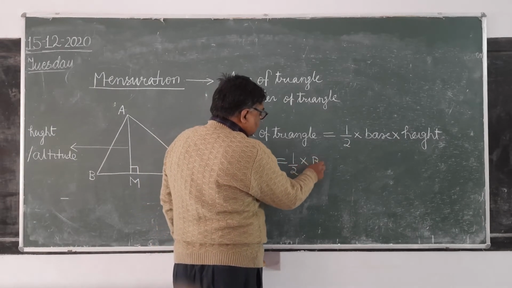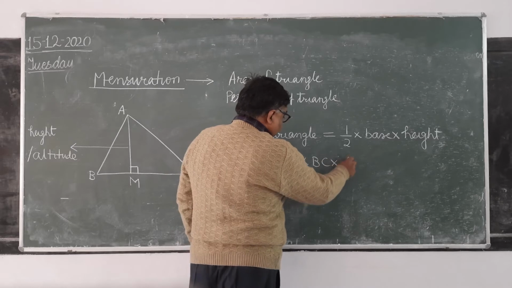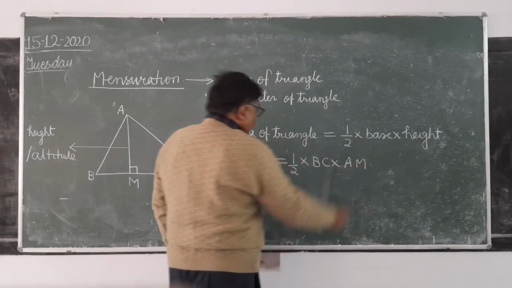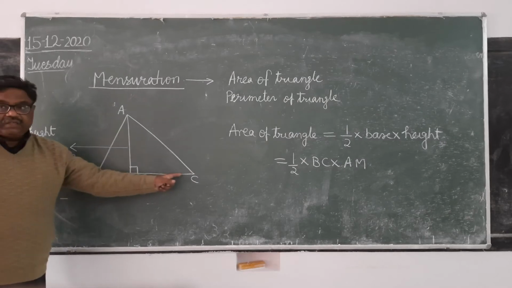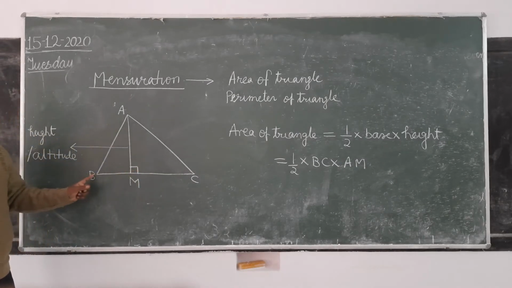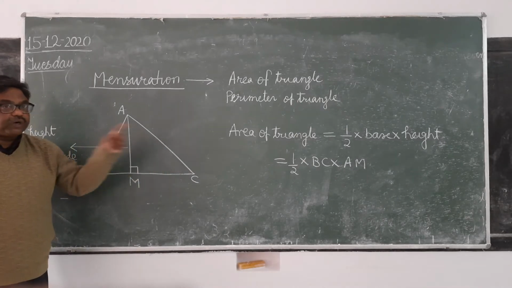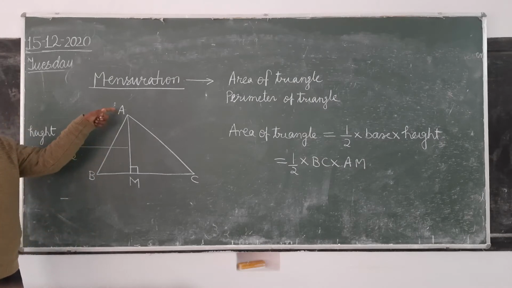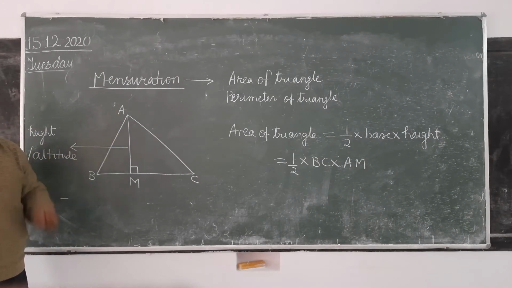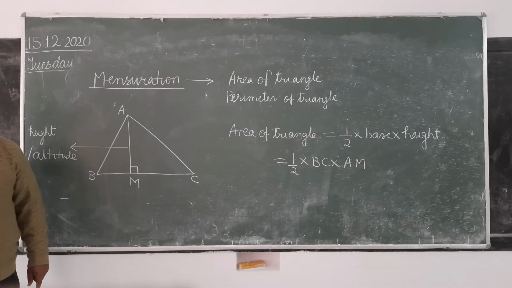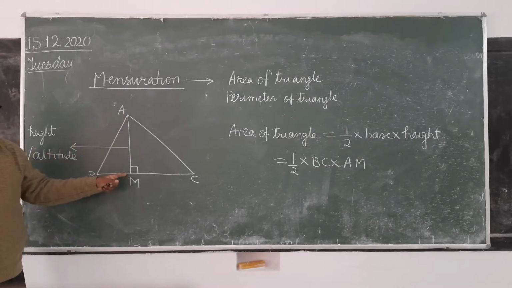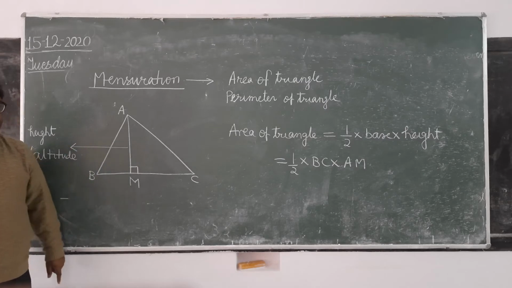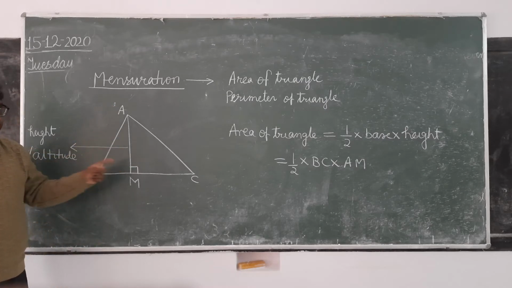1/2 BC into AM. Now see here, what is the meaning of height here? When the base is taken as BC, it is joining which two vertices? B and C. Which vertex is left? A is left. From A, draw the perpendicular over BC. Perpendicular means which makes a 90-degree angle with BC. So AM will be the height.